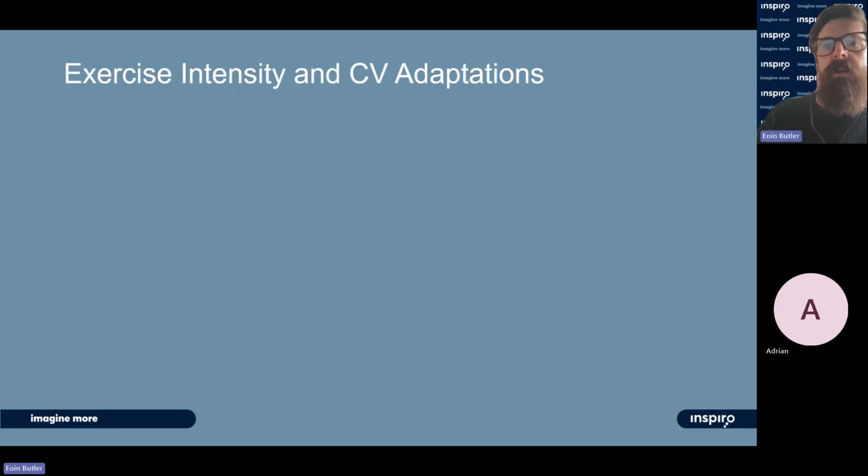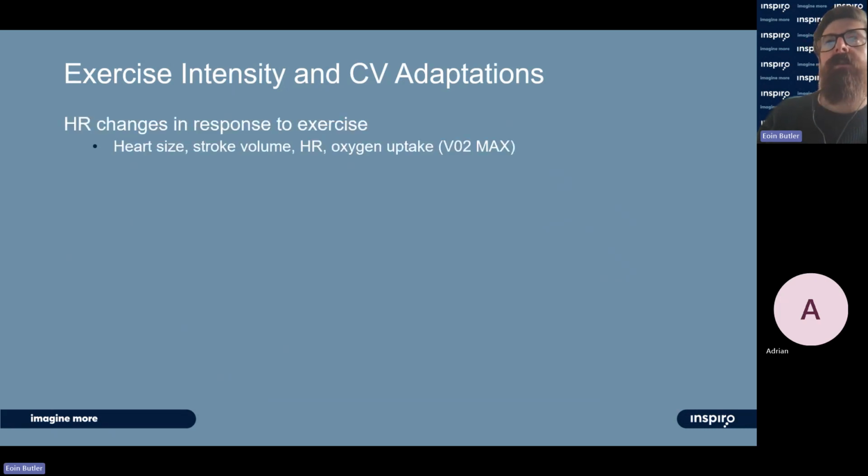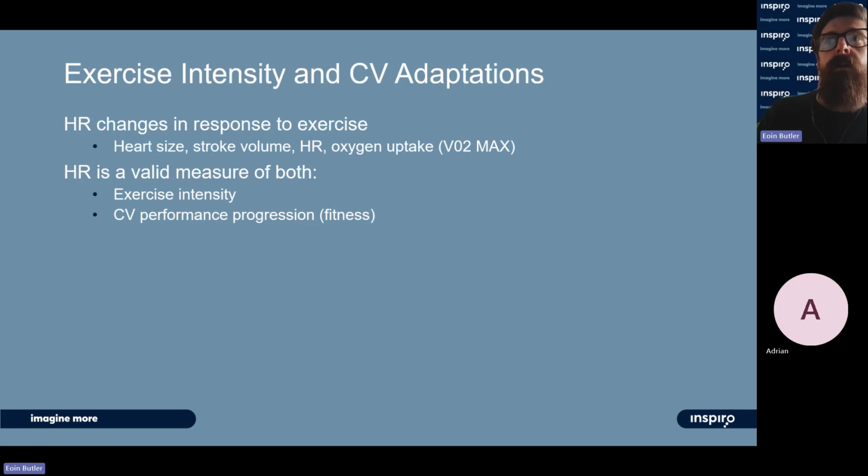Exercise intensity and cardiovascular adaptations then. So heart rate changes in response to exercise. Heart size will increase, stroke volume will increase, resting heart rate will decrease, oxygen uptake will increase, so VO2 max. Heart rate is a valid measure of both the exercise intensity and the cardiovascular performance progression, your fitness level.